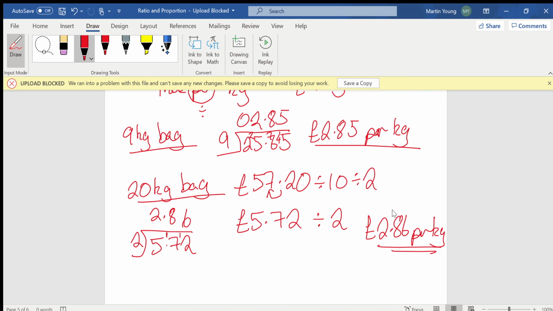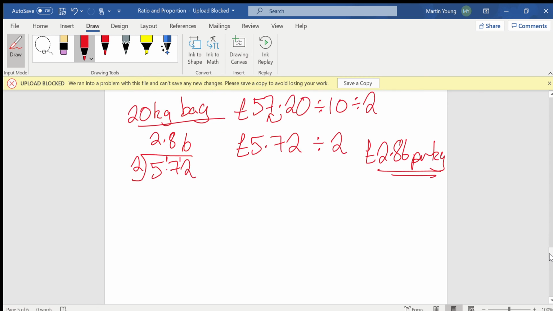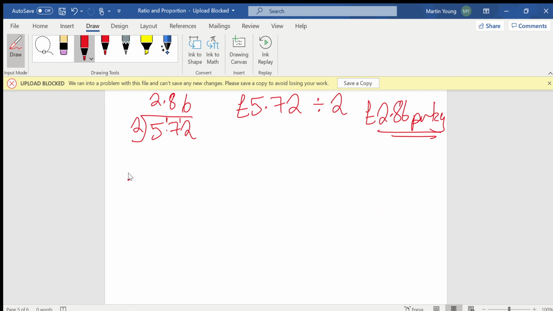So let's have a wee comparison. The 20 kilogram bag is £2.86 and the 9 kilogram bag was £2.85. Just a wee finishing statement, because you need to make sure you justify it and actually answer the question. I like to use 3 dots, which basically means therefore.